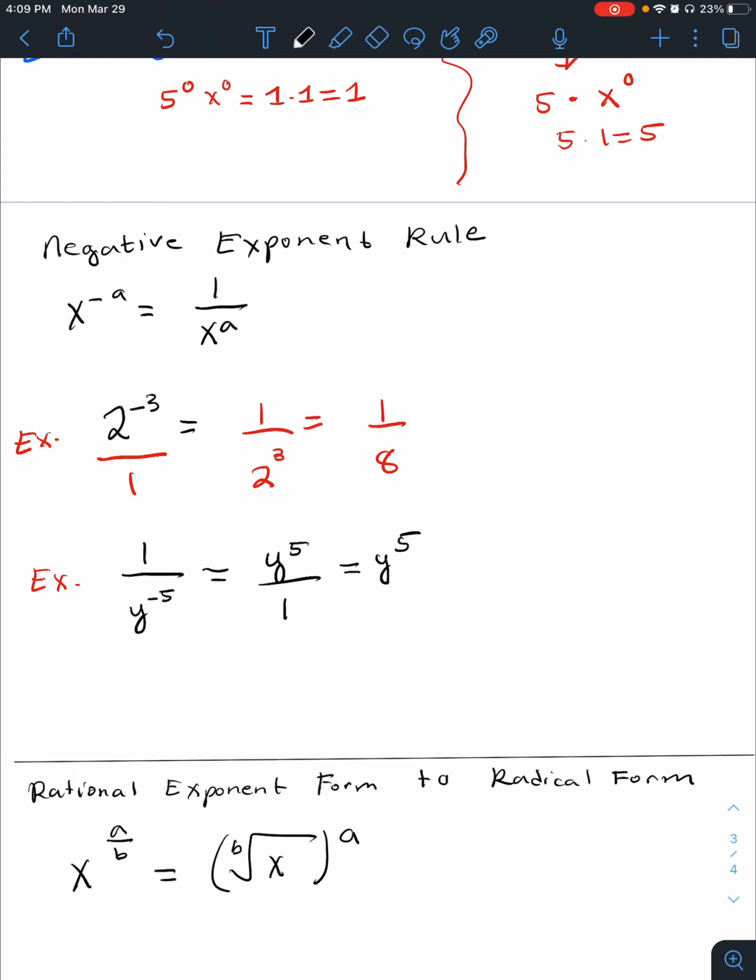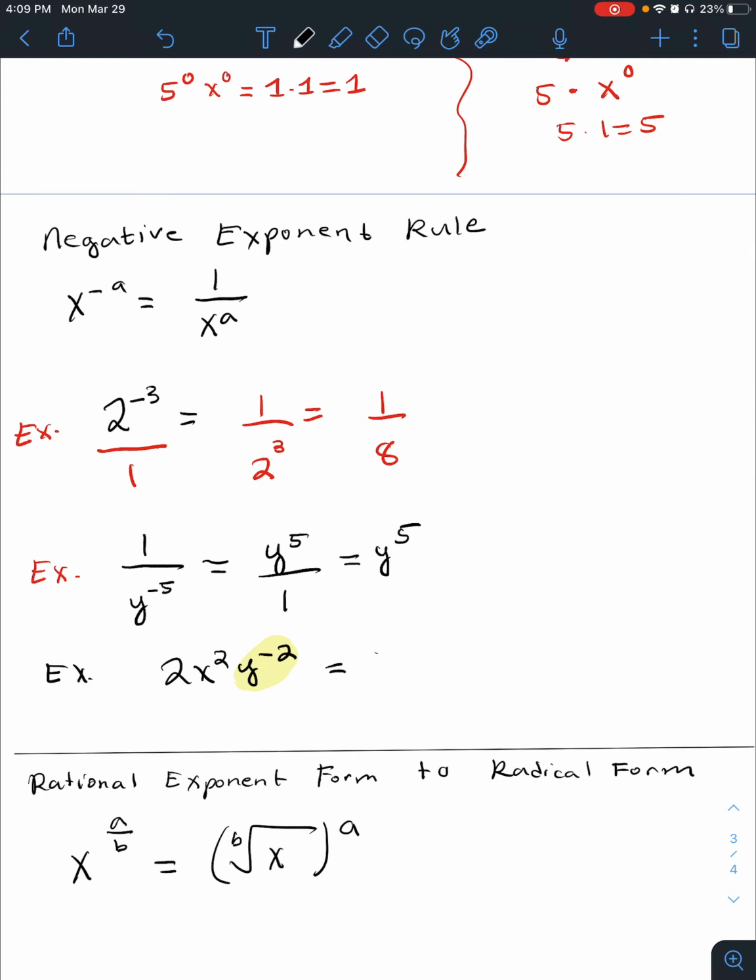And now we have another example where we have only a certain base with the negative exponent. So when we see this problem, this negative 2 only applies to the y. So that means I'm going to keep everything just the way it is and just move that part to the denominator.